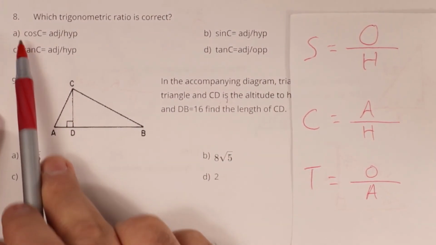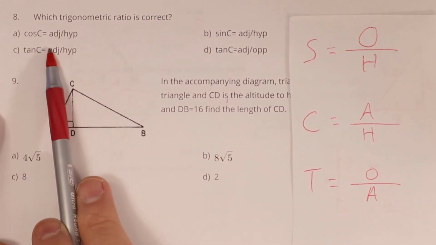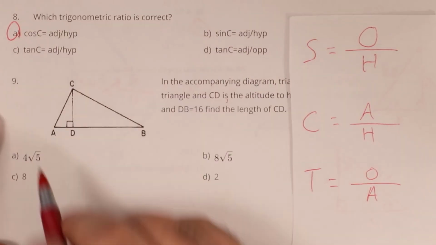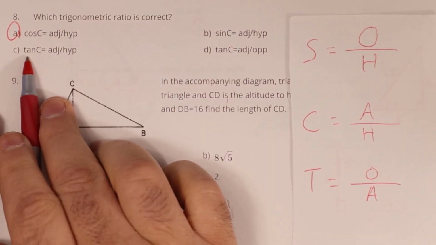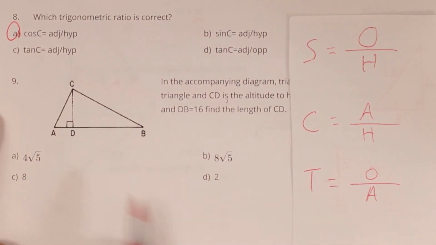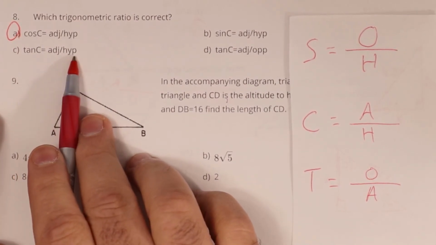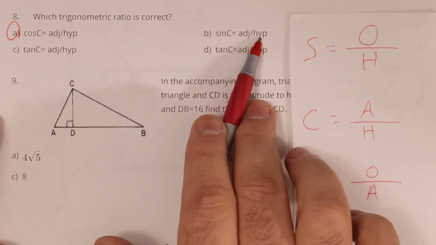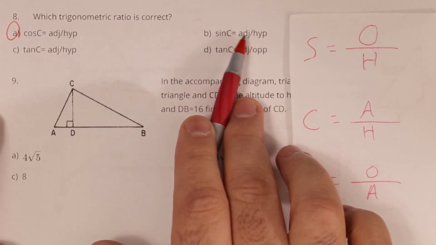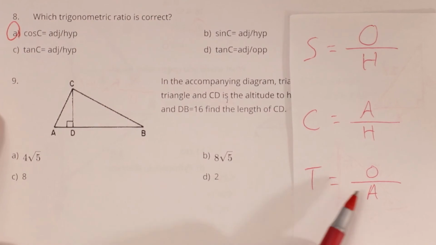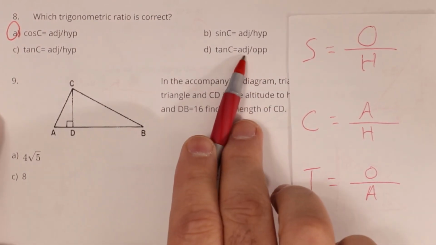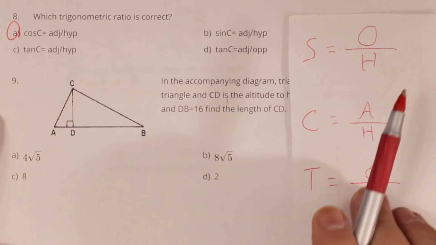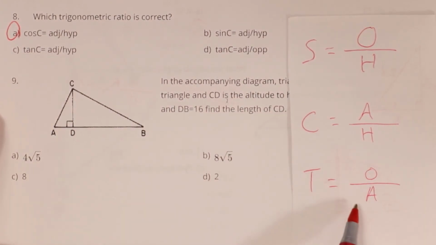For cosine, it's supposed to be adjacent over hypotenuse. Cosine, adjacent, hypotenuse. There it is. If you look at the other ones, tangent was supposed to be opposite over adjacent. That's not opposite over adjacent. Sine is supposed to be opposite over hypotenuse. That's not opposite. Even though that is hypotenuse, that's not opposite. And then tangent is supposed to be opposite over adjacent. This is upside down. It has adjacent first and then opposite on the bottom. That doesn't work. It has to be opposite on top and adjacent on the bottom.